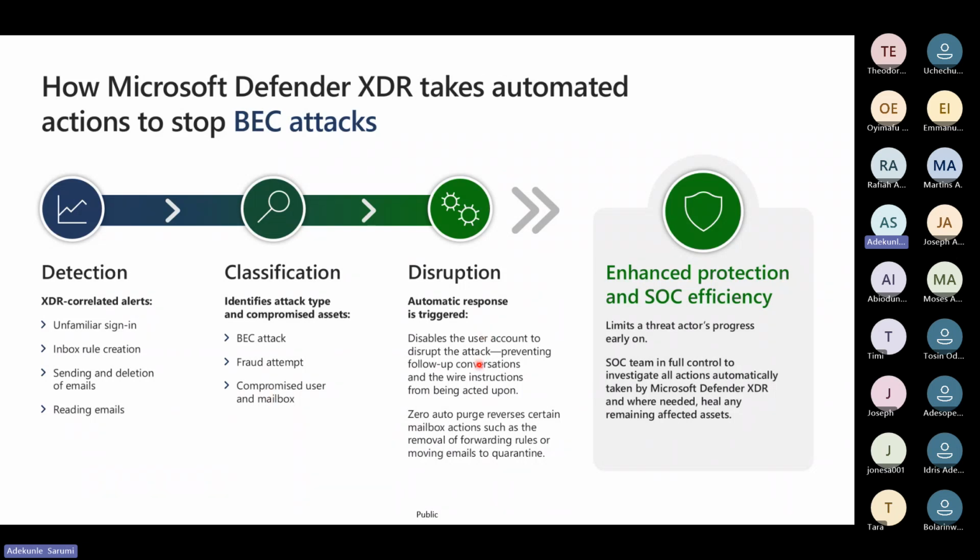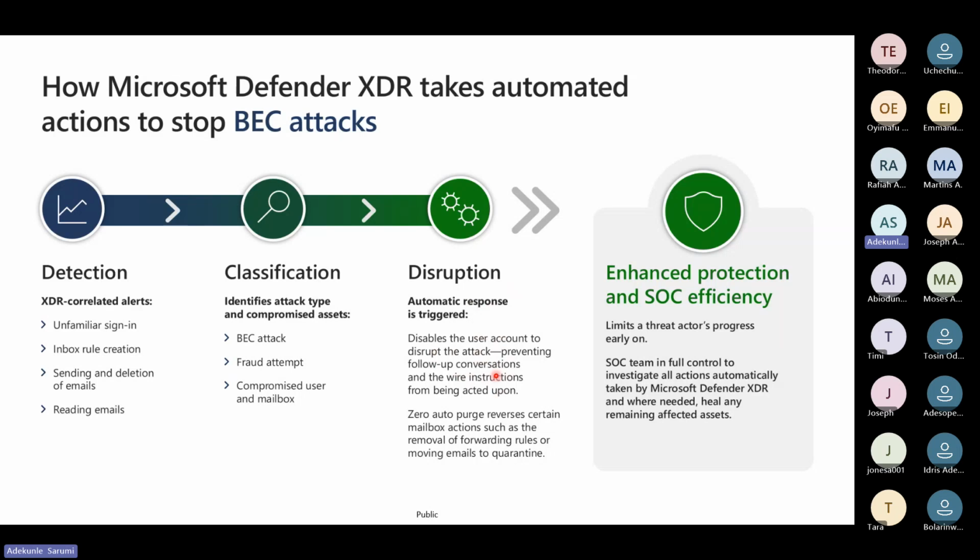Then what it does is disrupt the action. So the automatic response is it disables the user account to disrupt the attack, preventing follow-up conversations and the wire instructions from being acted upon. Zero-hour auto purge also reverses certain mailbox actions, such as the removal of forwarding rules.